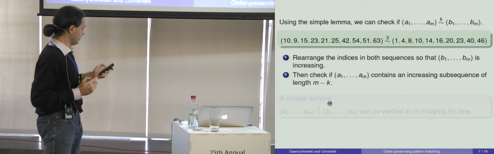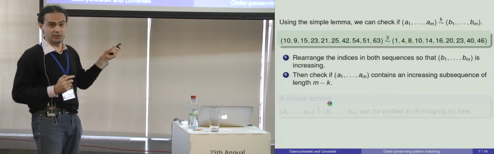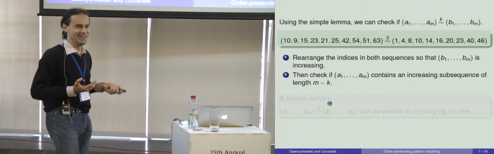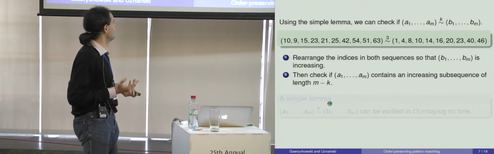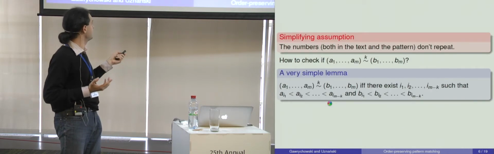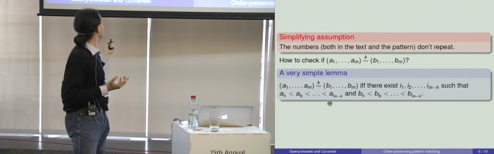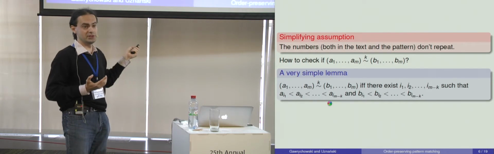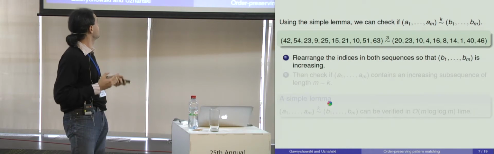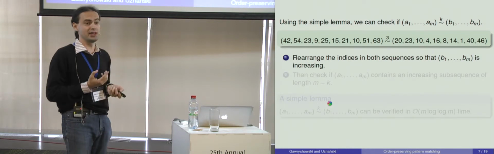So I apply the permutation, and now the second sequence is increasing, because it was the sorting permutation, and the first sequence is something arbitrary. Now, when you look at the previous simple lemma, you can see that because the second sequence is increasing, you are really looking at an increasing subsequence of the first sequence. So now you only need to check whether the first sequence has an increasing subsequence of length m minus k.